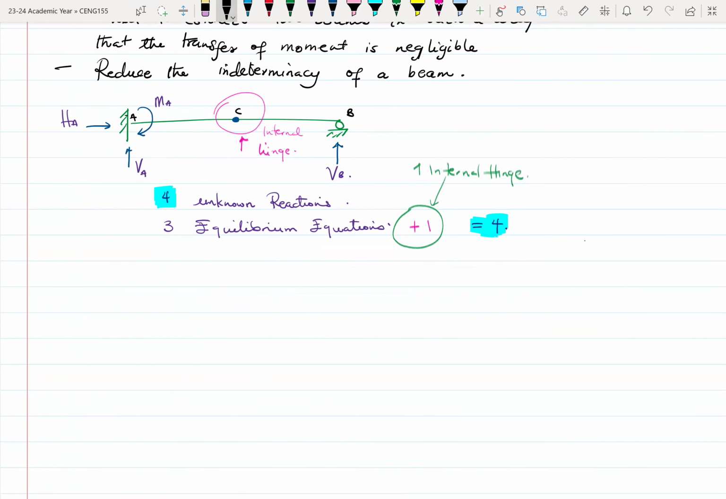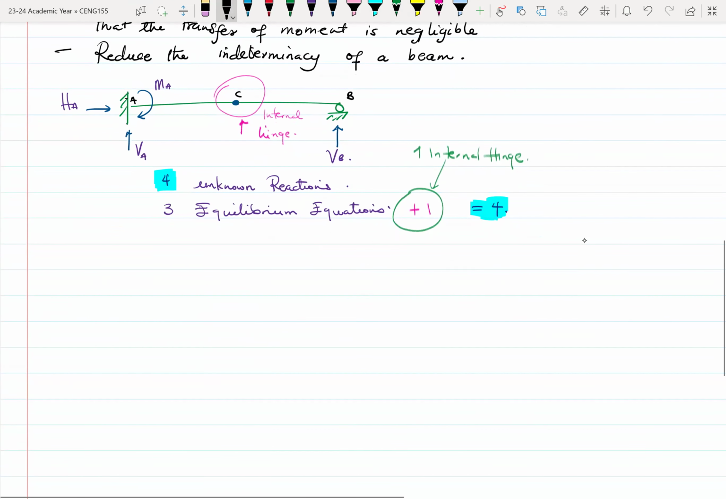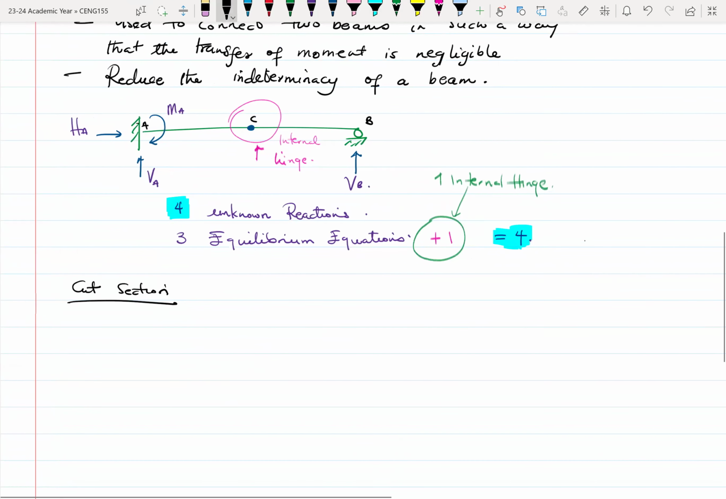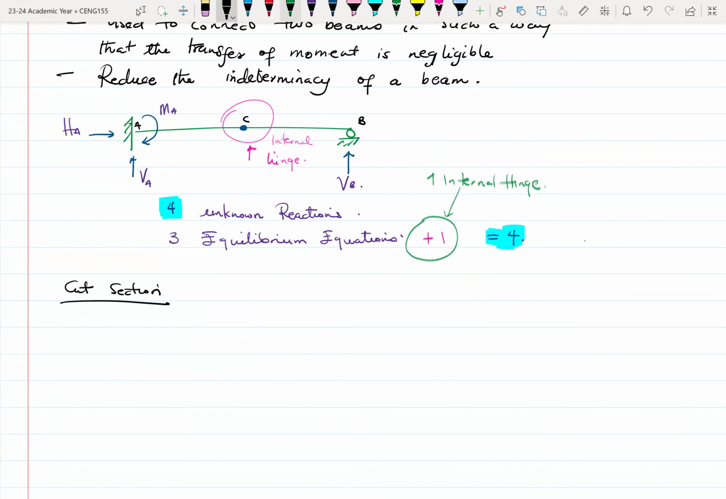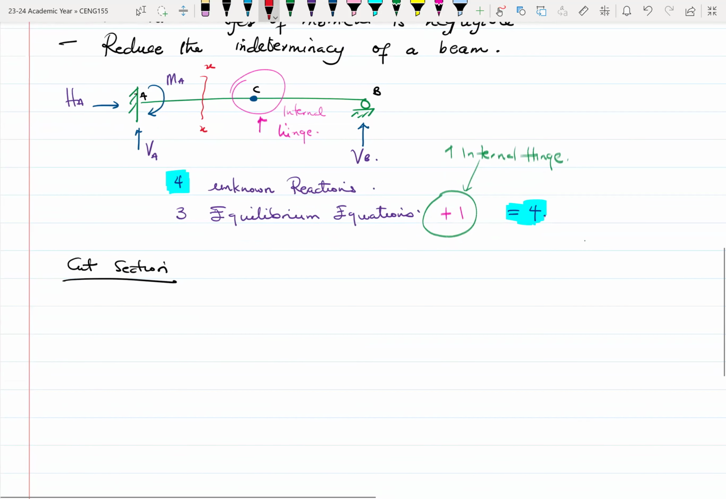We have learned that if you have a cut section, when you cut your beam along, let's say, this section, for example, let me call this XX. If you cut your beam along XX, this is what you see, right? You would see the separation of the internal forces, right?